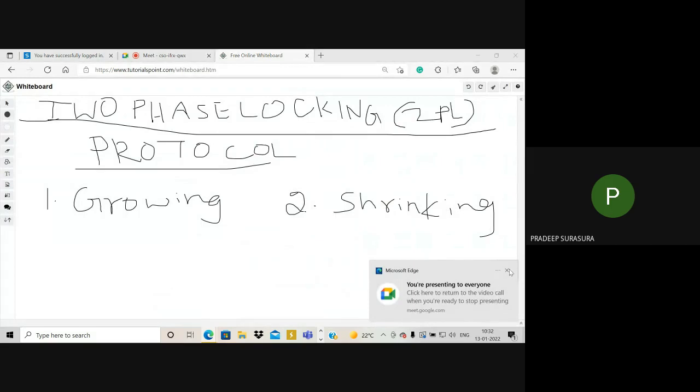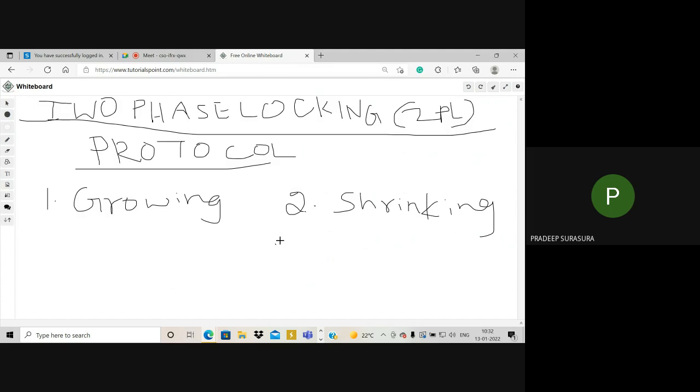Now, what I'm trying to tell you is, any process or transaction which wants to access the data must acquire a lock. Multiple processes can simultaneously acquire a read lock. If the lock is a write lock, only one process is allowed at one point of time. This is called your growing phase.